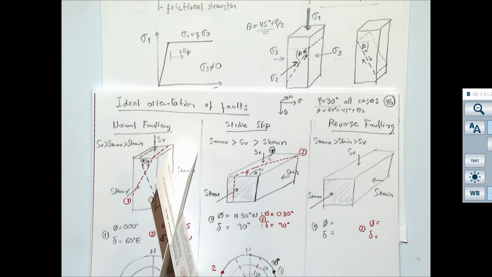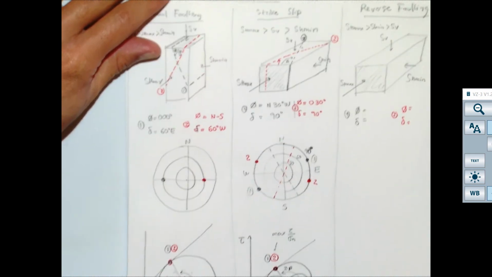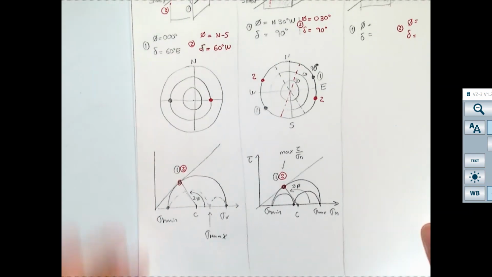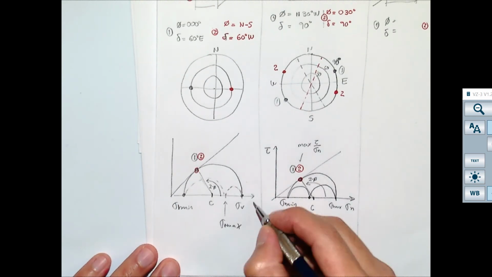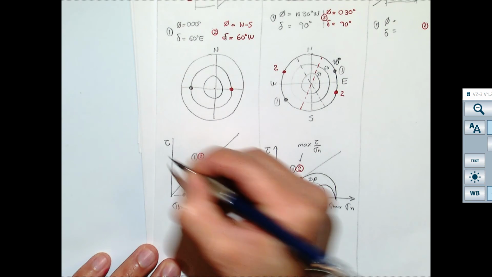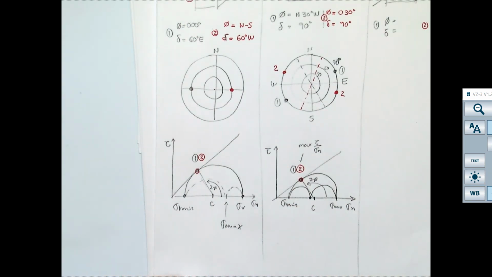Could you explain the Mohr circle on normal faulting again? Okay, so the Mohr circle in normal faulting is this one, and this is sigma n and this is tau.